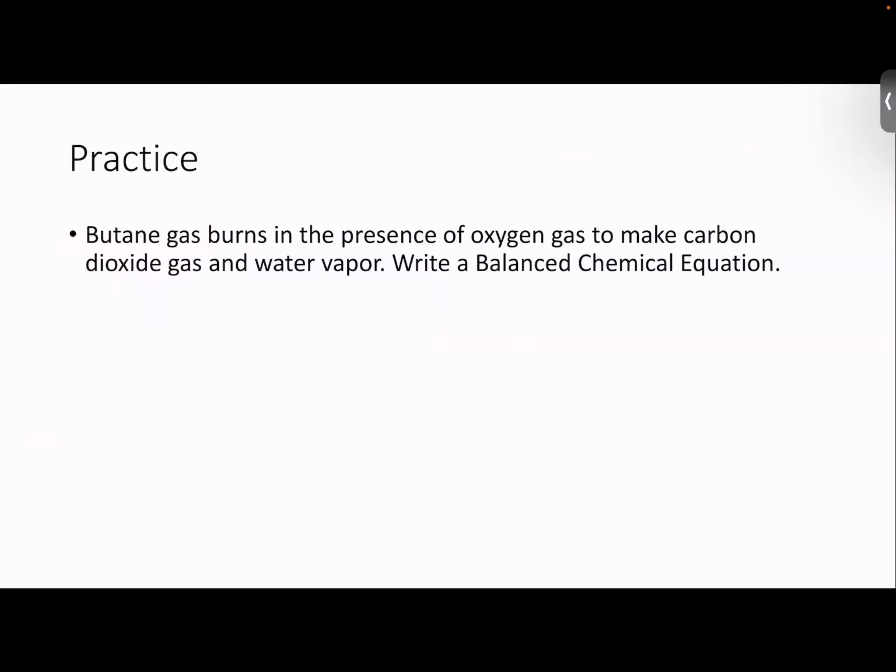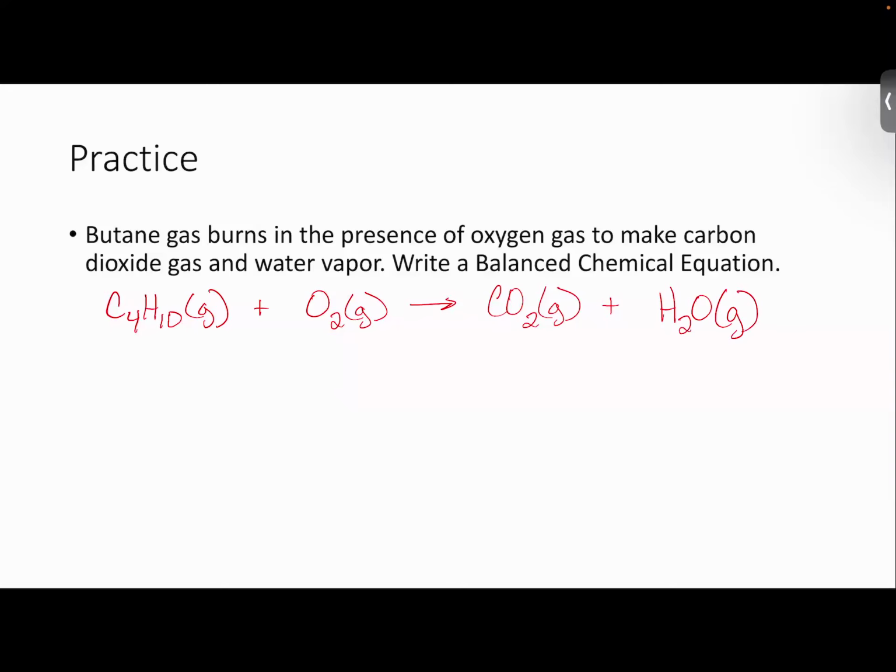Okay, butane gas burns in the presence of oxygen gas to make carbon dioxide gas and water vapor. Butane is one of your alkanes. Its formula is C4H10. It burns in the presence of oxygen gas to make carbon dioxide gas and water vapor. And being a vapor means that it's also a gas.